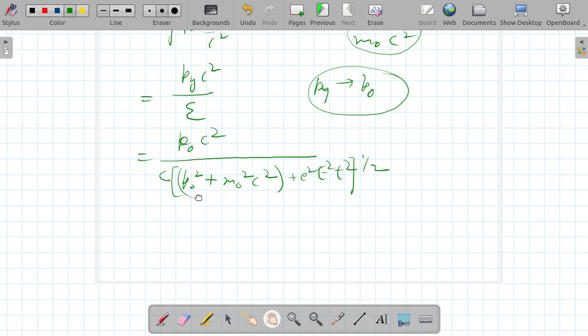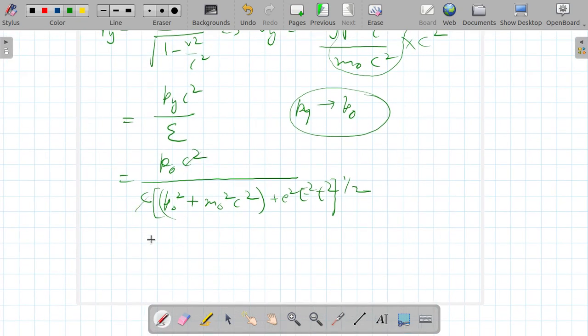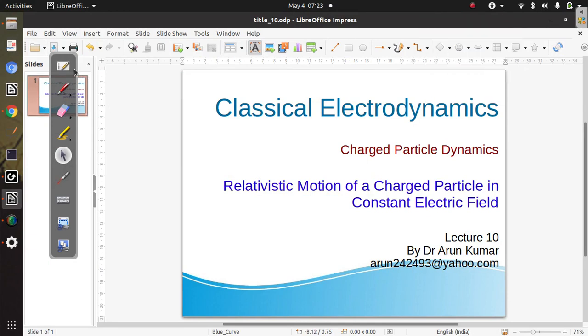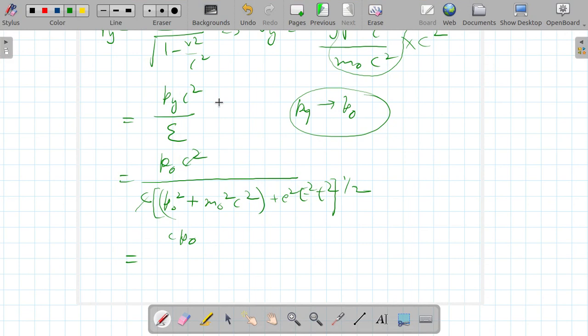So if I do this, then this C will cancel out with it. Therefore, it is Cp naught upon E square T square plus P naught square plus M naught square C square under the root.